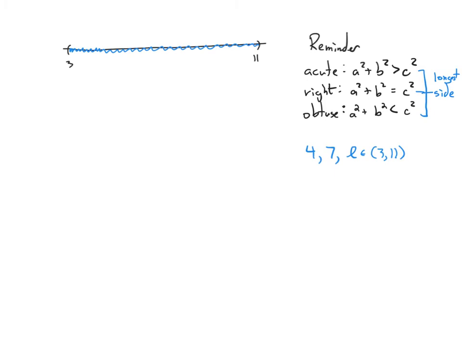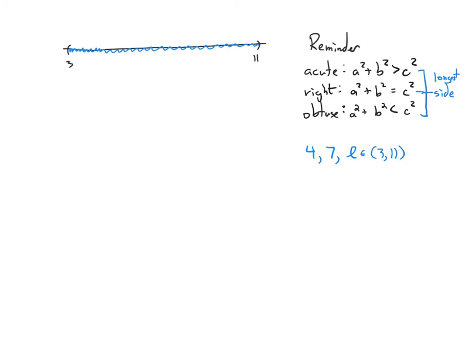So for all of these, we really have to compare the sum of the squares of the two other sides to the square of the longest side. And we don't know what L is. L could be anywhere from 3 to 11. It could be the longest side. It could not be. So we're going to have to break this up into cases. So let's do the case first where L is small. So 7 is our longest side.